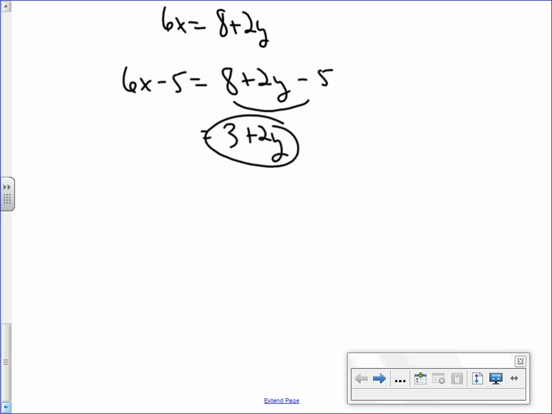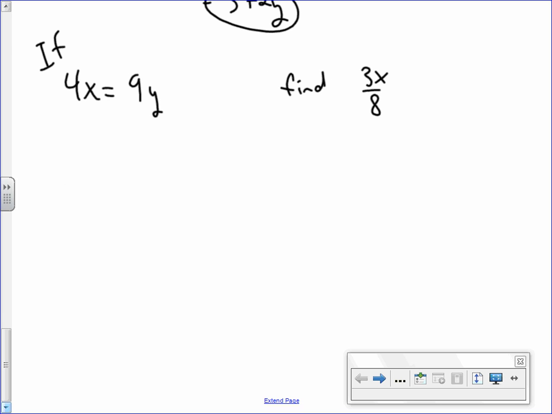Okay? Now this third one looks just a little bit more like number 19, still not quite the same thing, but just one more example. If 4x is equal to 9y, and I ask you to find for me 3x over 8. The first thing to do is just solve it for x. x equals 9/4 y, step 1. And then build back up to whatever they've asked you to find.